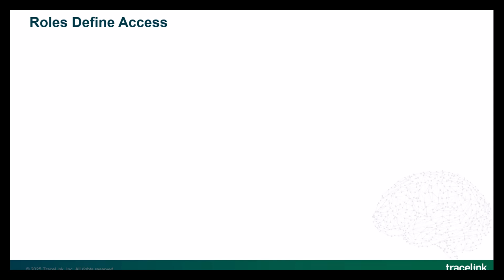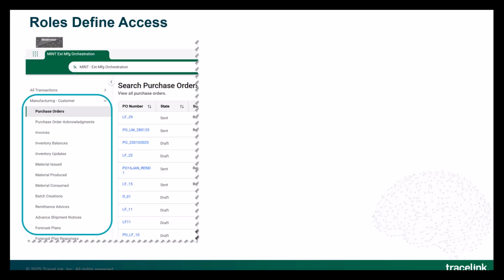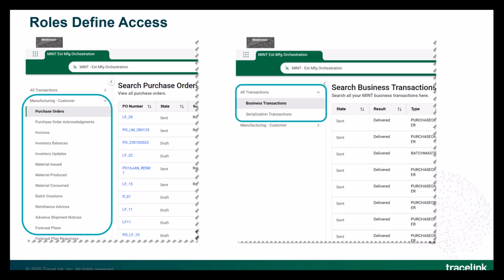So far, we've covered some key supply chain transactions, but how do you see this in the Mint user interface? The menu items on the left control based on the roles assigned to a user. Users typically have roles linked to a specific orchestration and perspective, allowing them to create, view, and interact with only those transactions. There is also a special role that provides a list view of all B2B transactions.